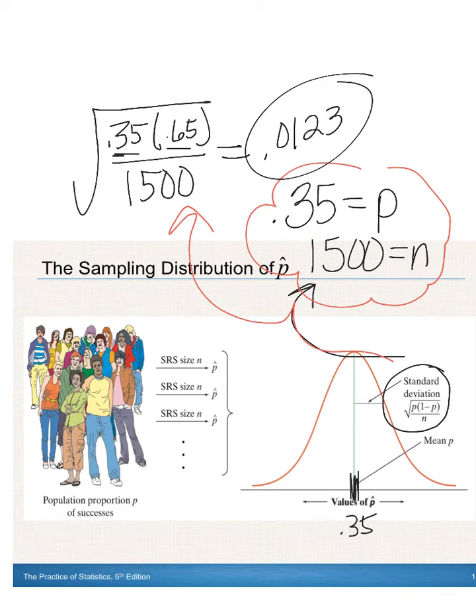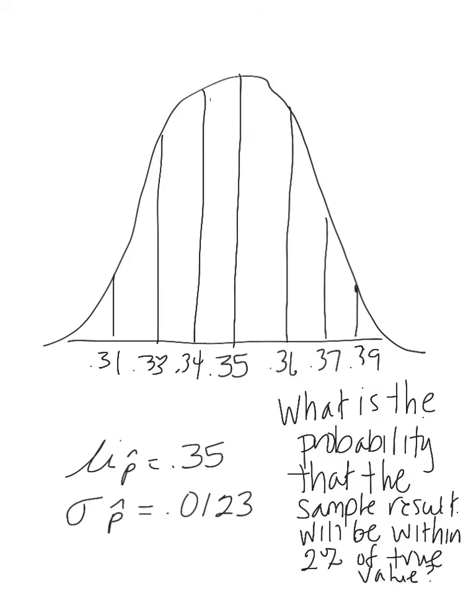We're going to ask a question about this, and you're about ready to see a really great drawing. So I've taken the information. We have our proportion of 0.35, and the standard deviation of the p-hat is 0.0123, which I have approximated a little bit. I mean, these are accurate, but I rounded at each point so I didn't have to write it. So the question is, what is the probability that the sample result will be within 2% of the true value?